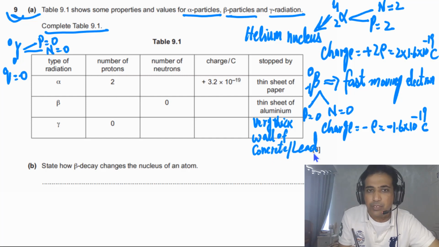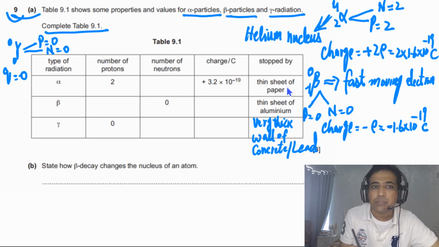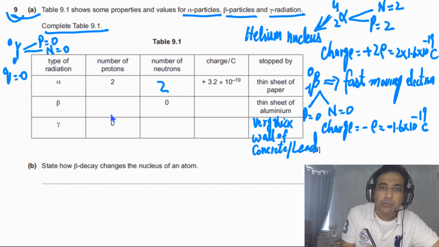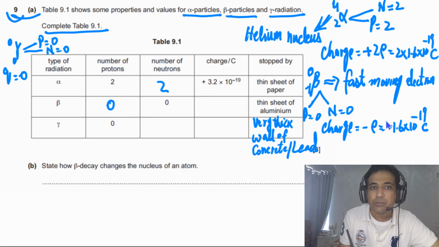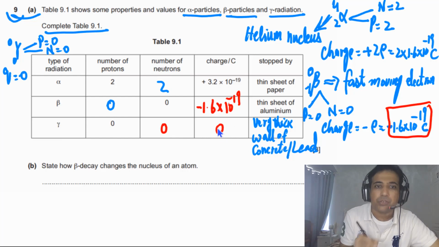Now let's complete this table. Alpha particle number of neutrons, it consists of 2 neutrons as we have written here. Beta particle number of protons 0, so we have written here. So it has 0 number of protons. Charge on beta particle, charge is equal to this. So simply we can write it here. So this is minus 1.6 times 10 to minus 19 coulombs. Gamma radiation number of neutrons 0, charge 0. So that's all we need to do to answer part A.